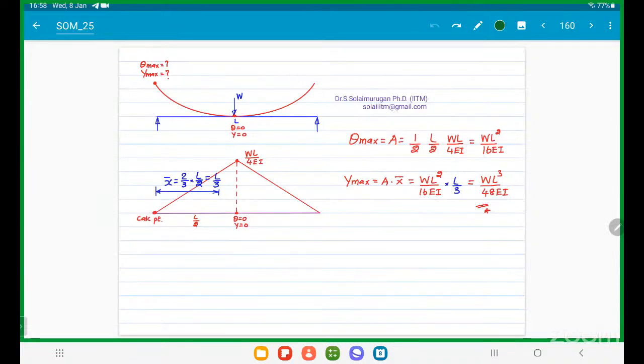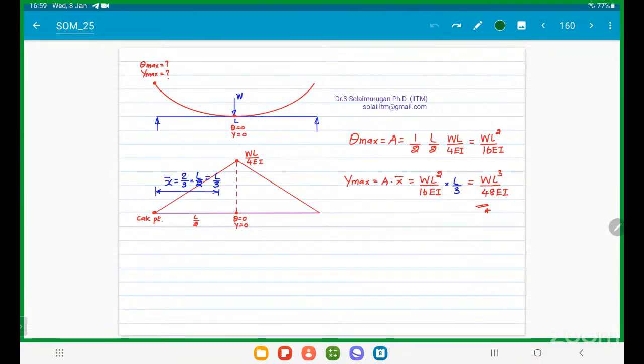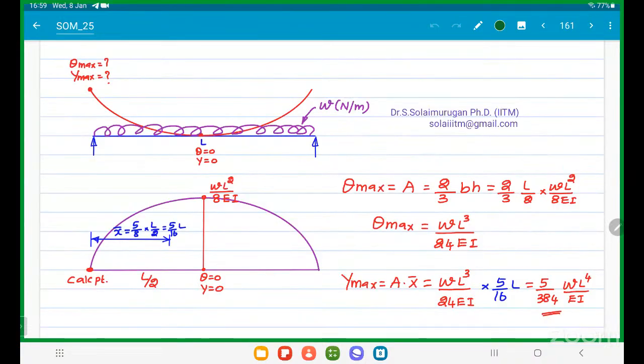Correct? Right. So for this, it would take a long time otherwise. But in one single step, you are getting the slope equation. In the second step, you are getting the deflection equation. Right. Last case, very famous case.